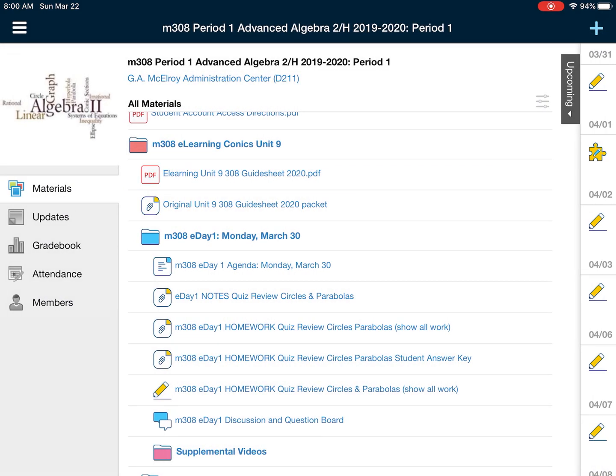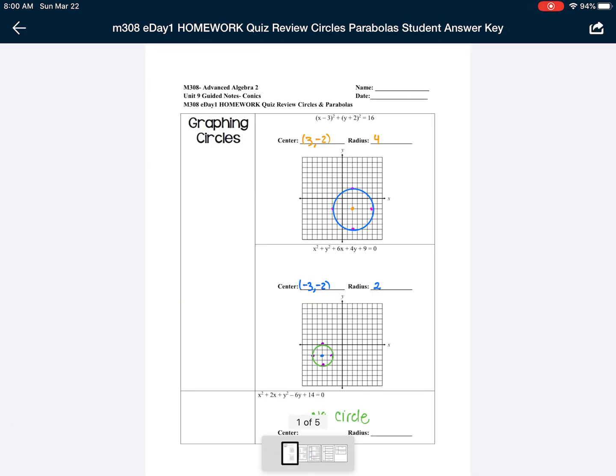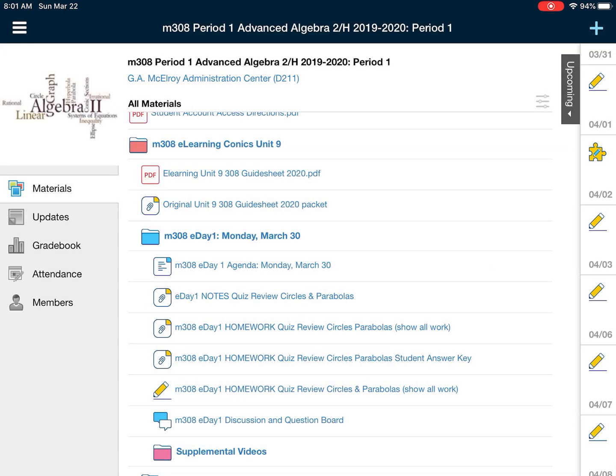I also have the answer key. As always, it's very important before you submit that you check your answers. Please do not rely on the answers. That will give you a false sense of security. I want you to do your quiz review, study, prepare, check your answers, make sure you have everything right and understand before continuing on to tomorrow's quiz.